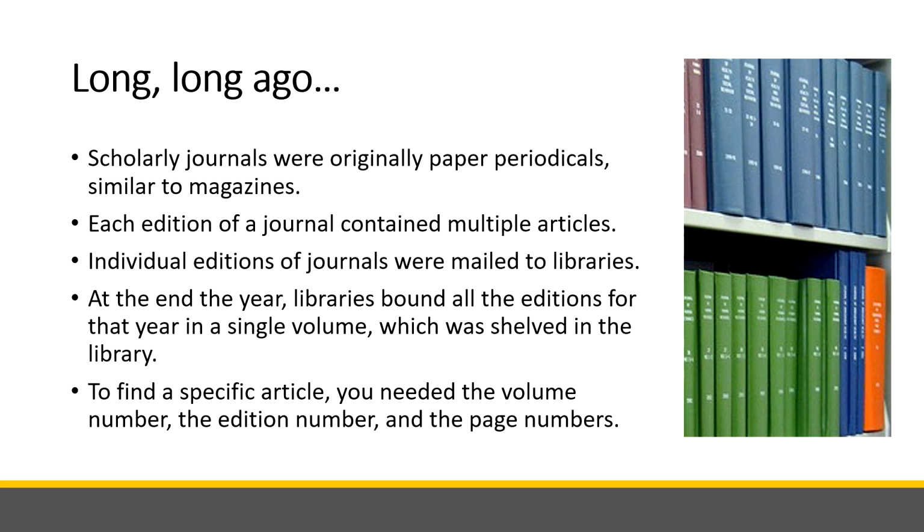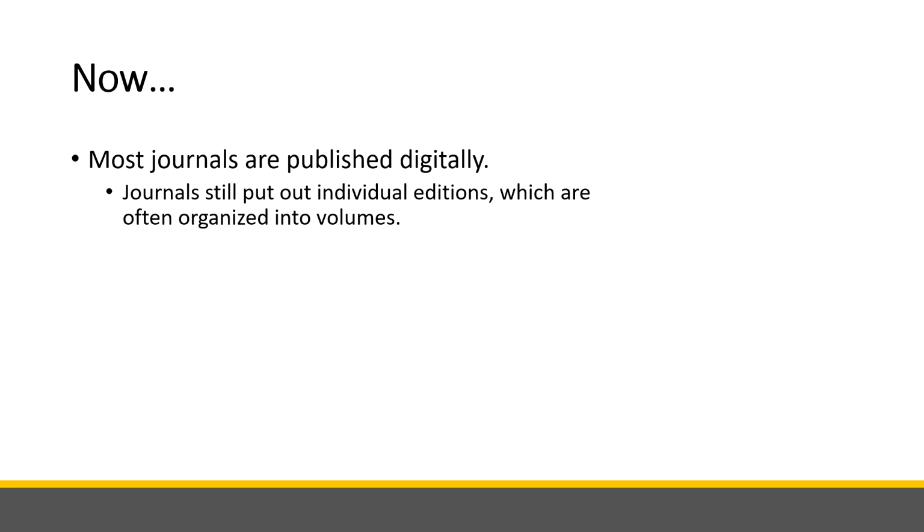In order to find a specific article in the library, you needed the volume number, the edition number, and the page numbers of the article. The advent of the internet and digital technologies changed this process. Most journals are published digitally, so we no longer need to go to a physical library and find the physical volume and edition of a journal in order to read an article. However, journals still publish individual editions on a regular schedule, and each edition still contains multiple articles. Many of these editions are still organized into volumes, though these volumes are often digital rather than paper.